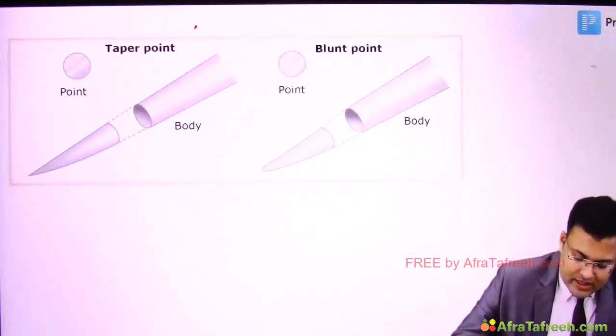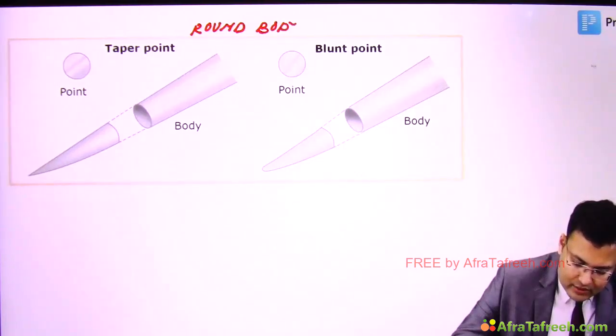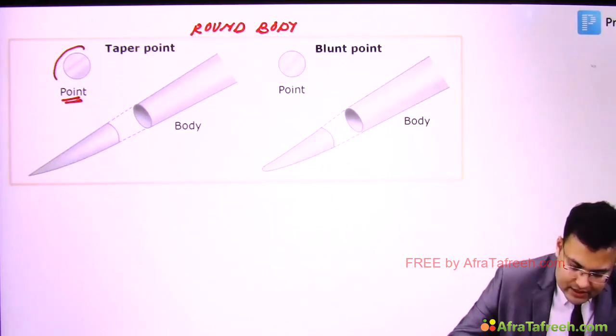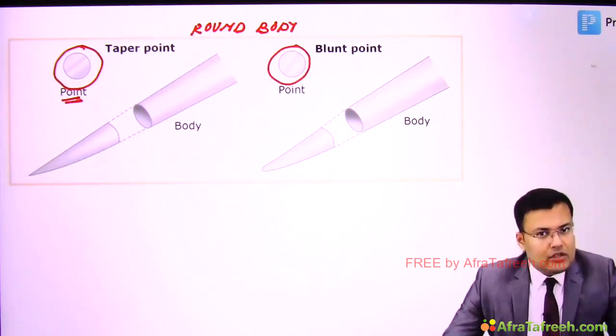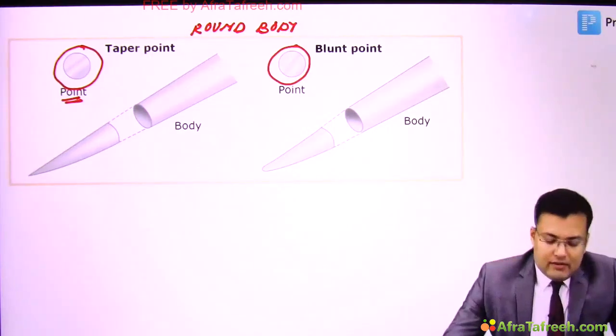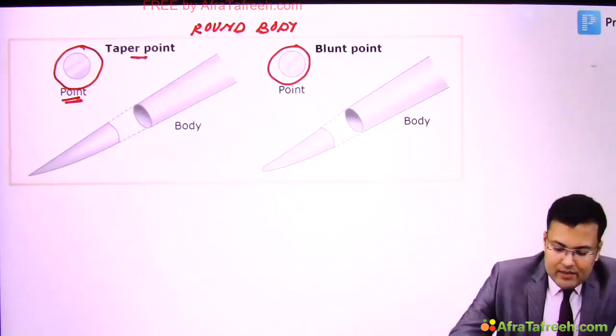Now round body needles are circular in cross section. Can you see the cross section is round? Clear? So round body needles are circular, and these are further divided into taper point and blunt point.